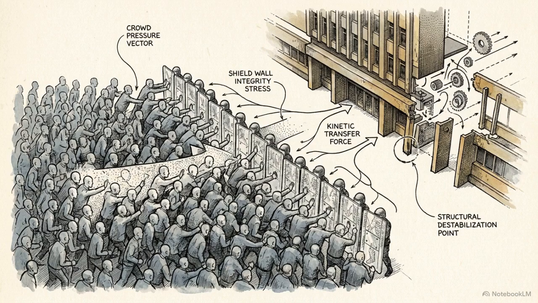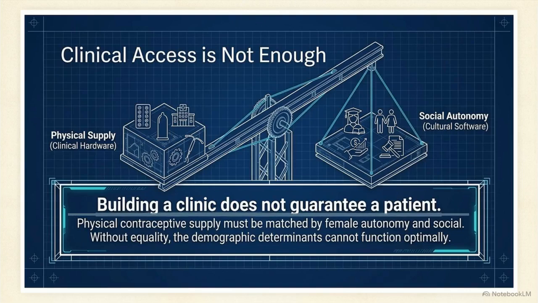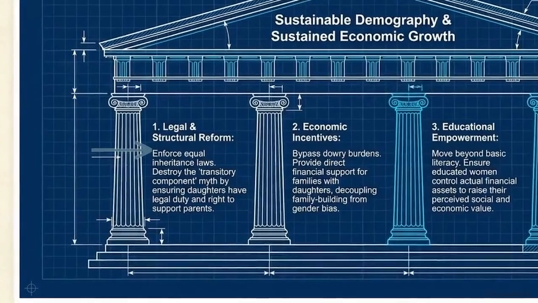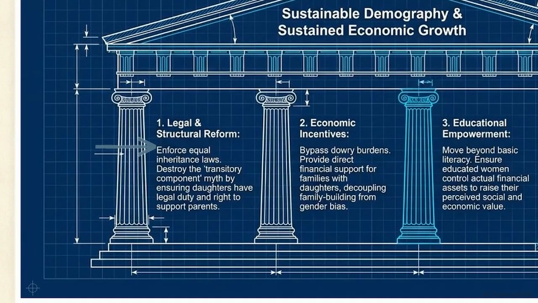The central diagnostic lesson is clear. Building a clinic does not guarantee a patient. The clinical hardware of supply must be matched by the cultural software of social autonomy. To achieve sustainable demography and sustained economic growth, states must adopt a comprehensive policy blueprint. This requires legal and structural reforms that enforce equal inheritance and financially decouple family building from gender bias.